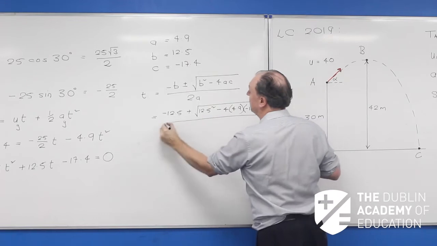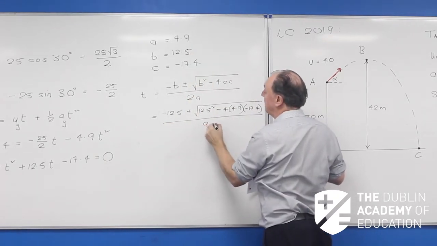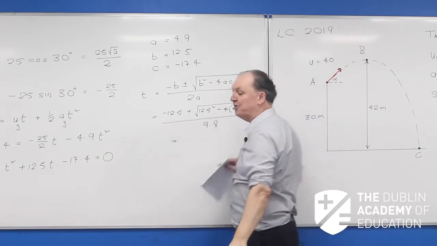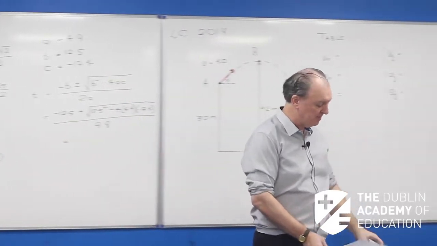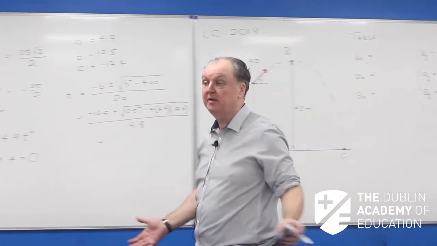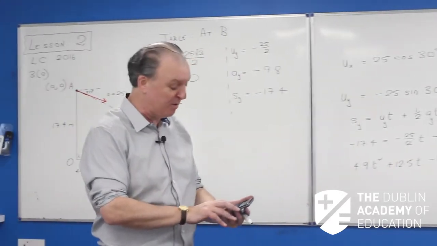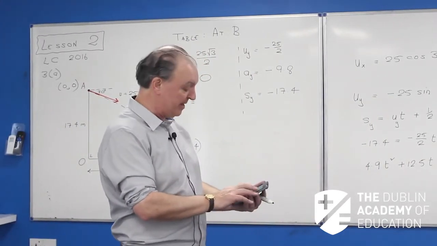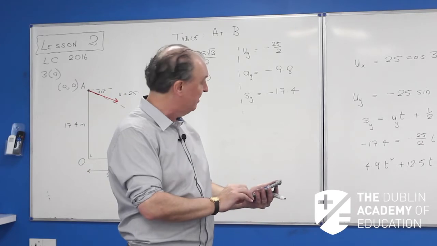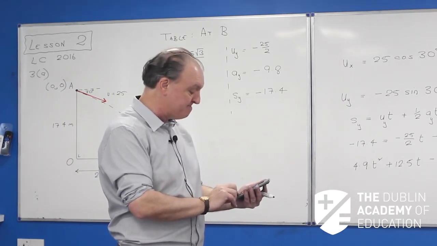Divided by 2a, 2 times 4.9, it's actually 9.8. So put all that into your calculator. And you know, when we're doing these questions, don't be passively looking at it. Have your notes in front of you, be doing the questions, have your calculator there. Don't be watching me doing it on my calculator. You have to do it yourself, essentially. So press the fraction button and off you go.